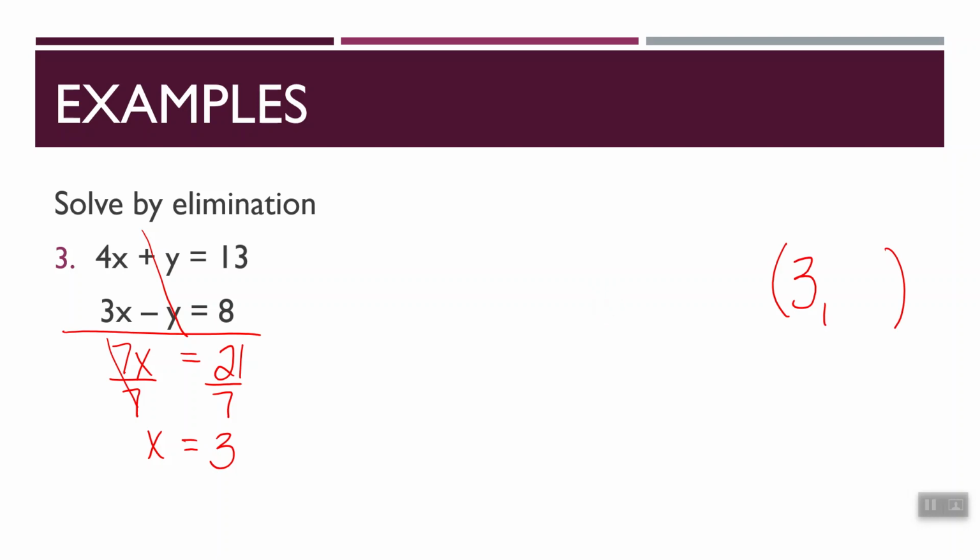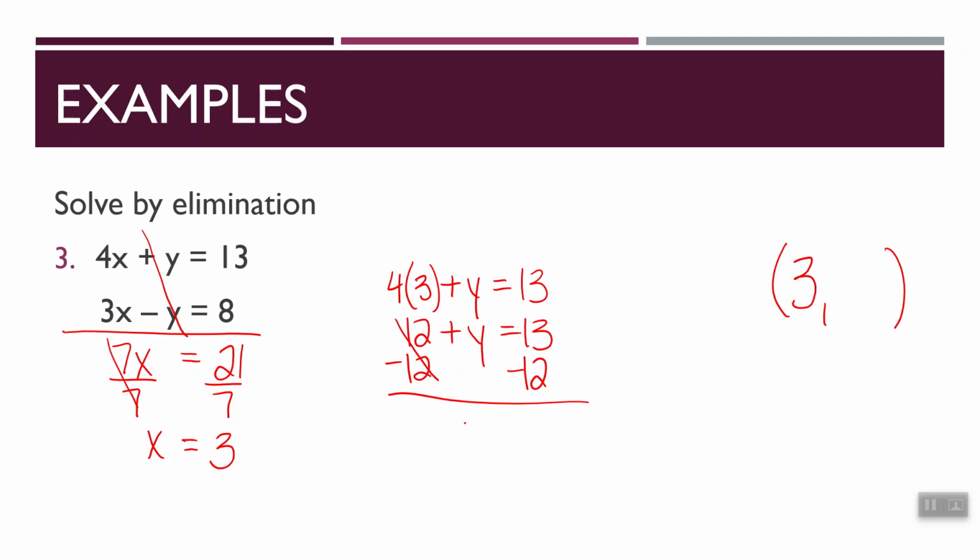Now we're going to take that and plug it back in. I'll just use the first equation again. 4 times 3 plus y equals 13. 4 times 3 is 12. Subtracting 12 from both sides gives us y equals 1. And so the solution to this system is 3, 1.